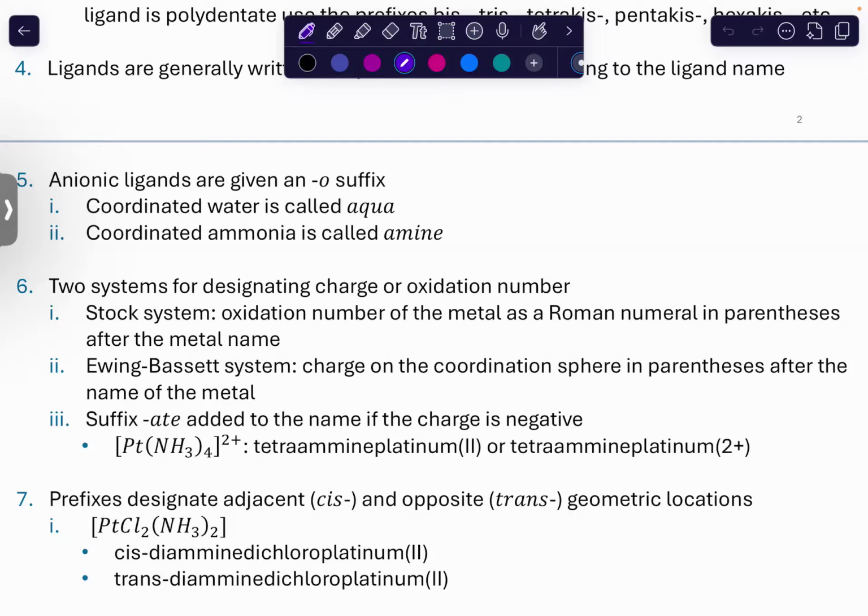The suffix -ate is added to the name if the charge is negative. So here you see one, Pt(NH3)4 with a 2+, and you see the two naming schemes: tetraammineplatinum(II) or tetraammineplatinum(2+).